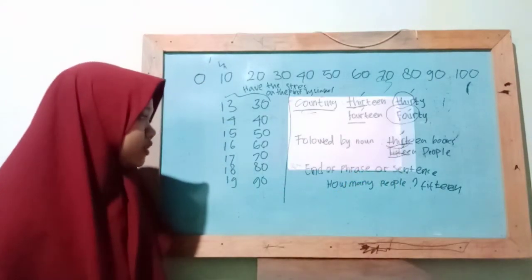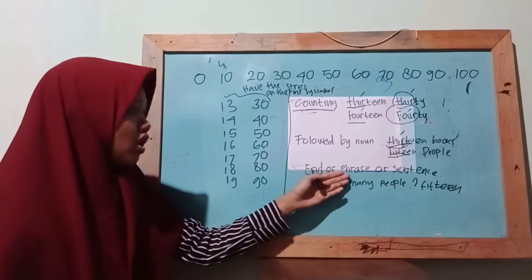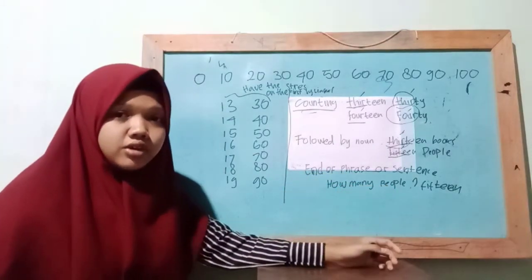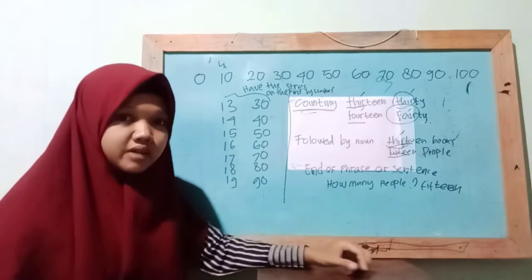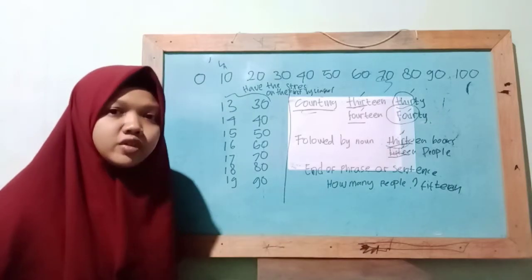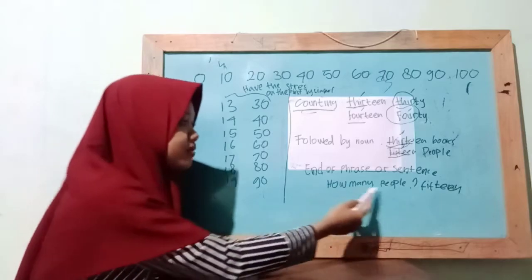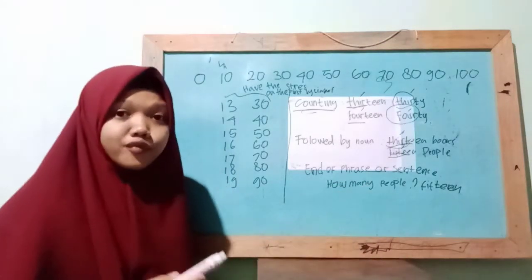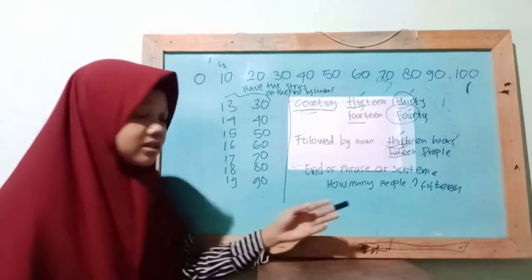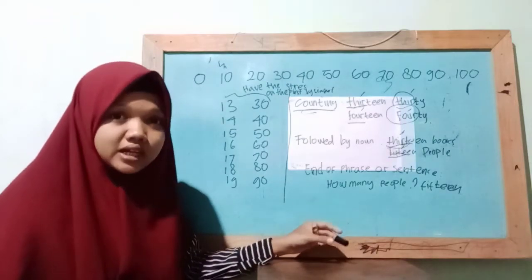However, if the number is at the end of a phrase or sentence, we normally put the stress on the second syllable. For example, if you ask me how many people, I just say 15, okay, 15. So the stress is put on the second syllable.